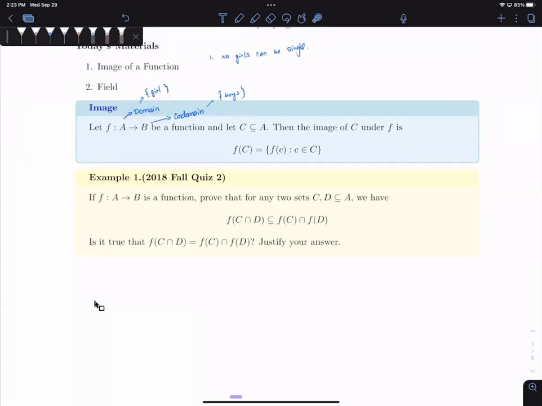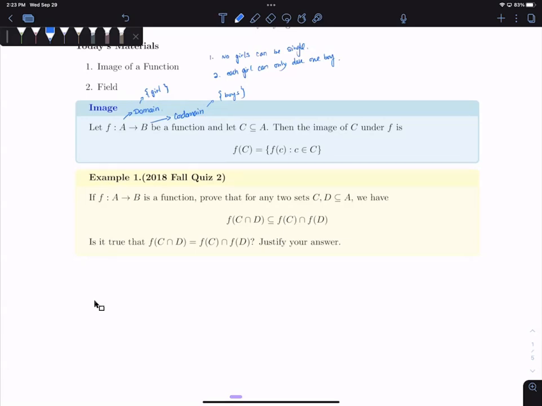The second thing is you cannot date two guys. Each girl can only date one guy, one boy. So that's my second rule. You can only map to one element in the codomain to be a function.